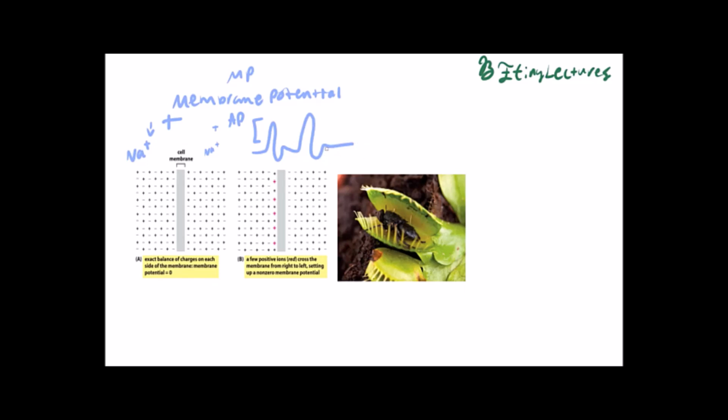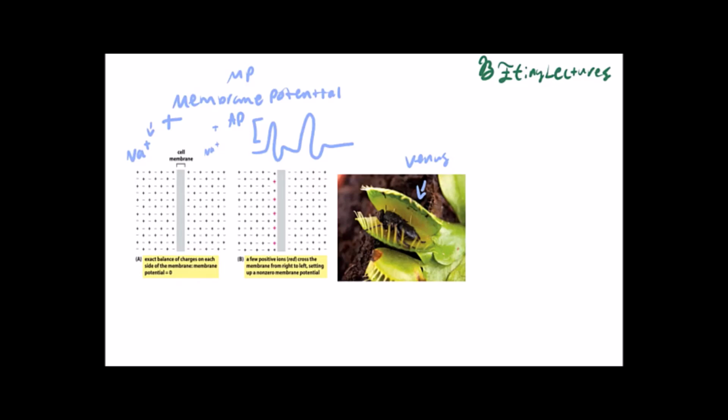And an application of an action potential is actually the Venus flytrap. So this is a Venus flytrap, and you may know that a Venus flytrap is a plant, but you're probably wondering, hey, I thought plants couldn't move. Why is this Venus flytrap able to eat a fly? Well, most likely it's hungry. I would bet that it's hungry, that's why it's able to eat a fly.